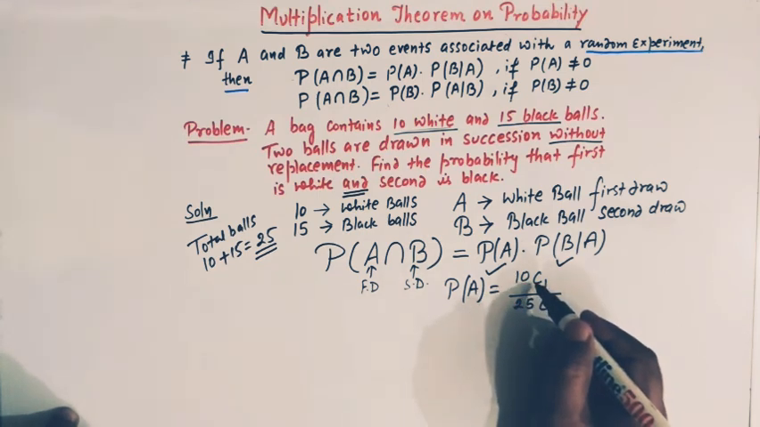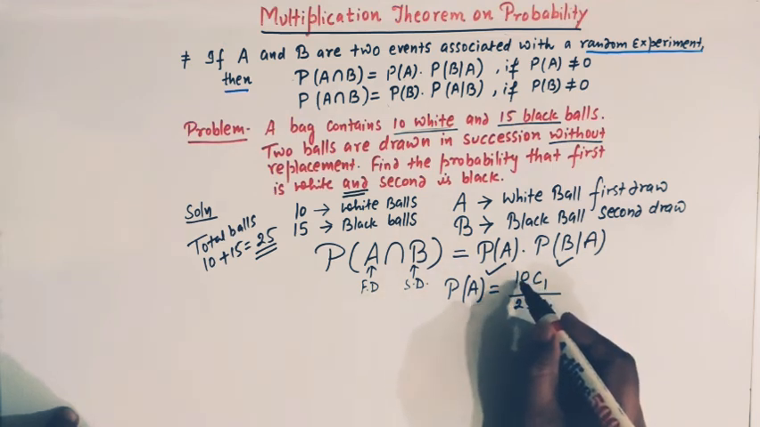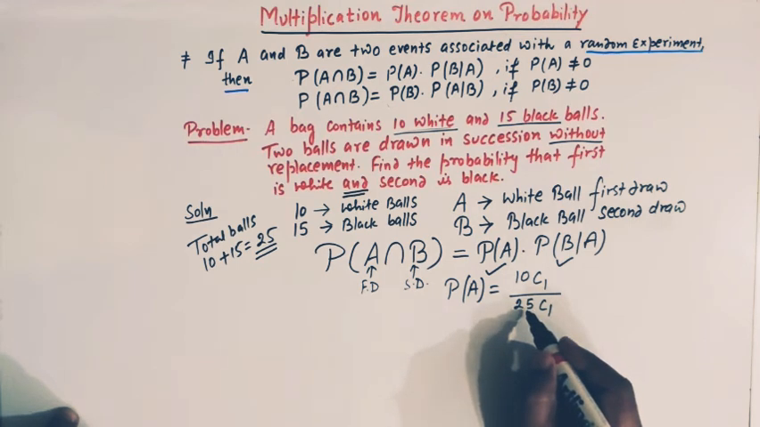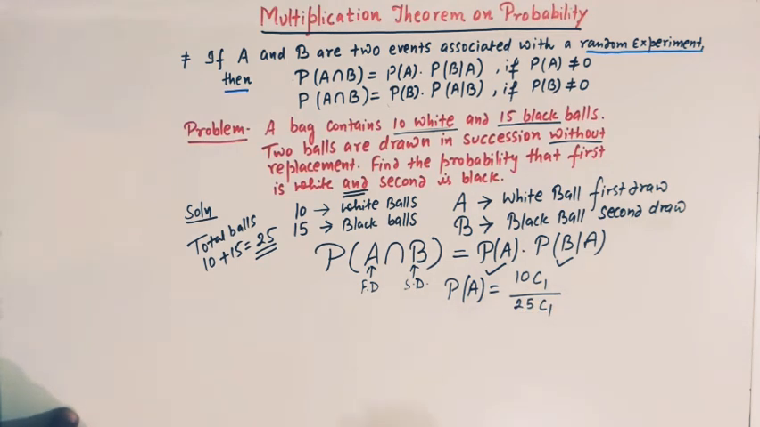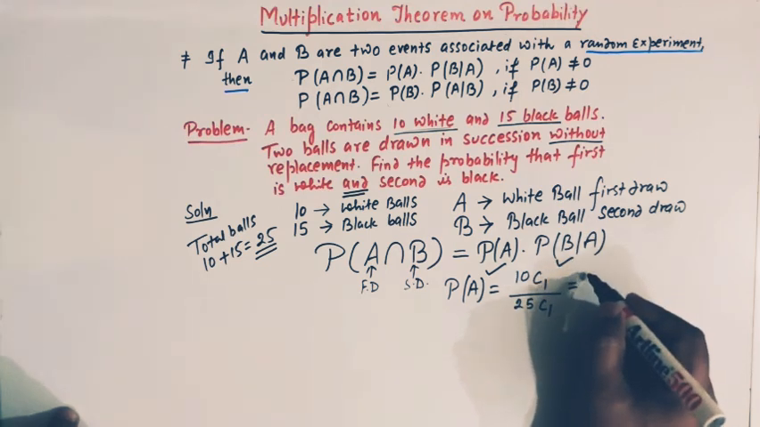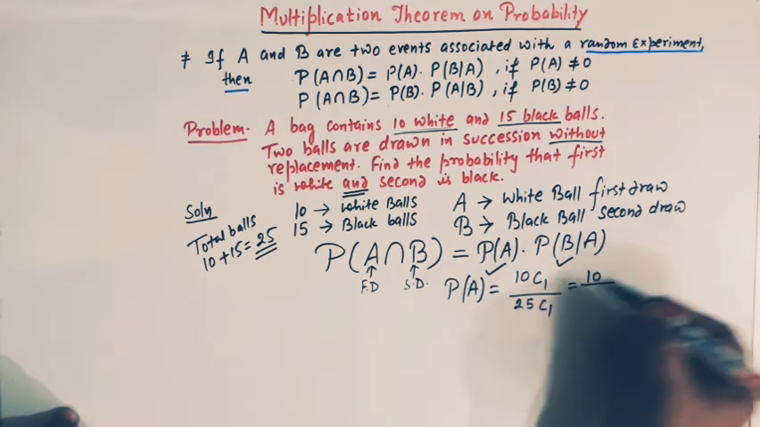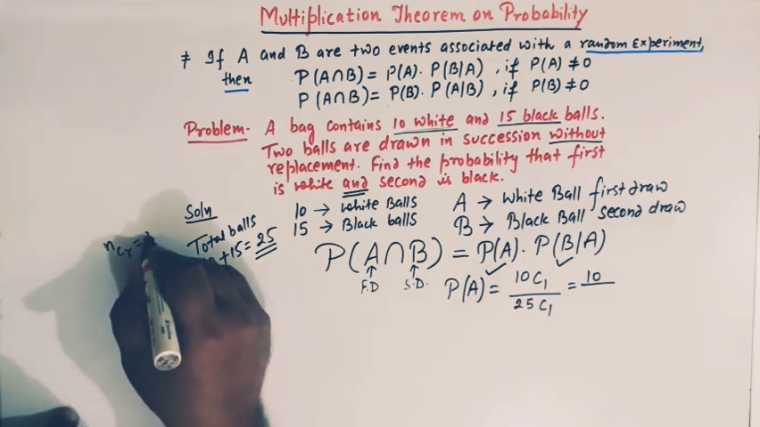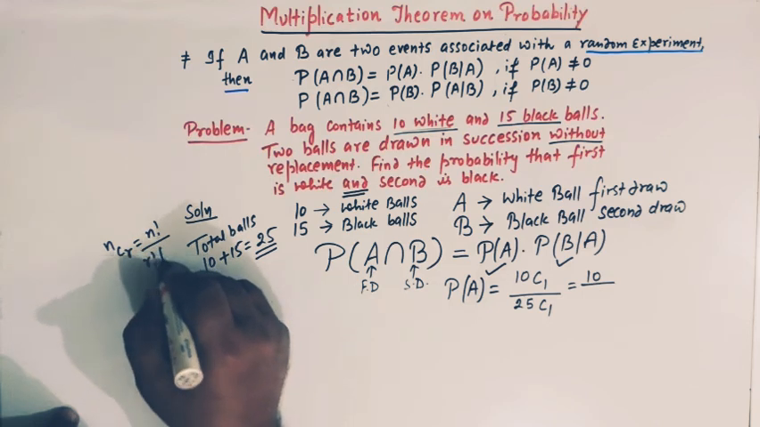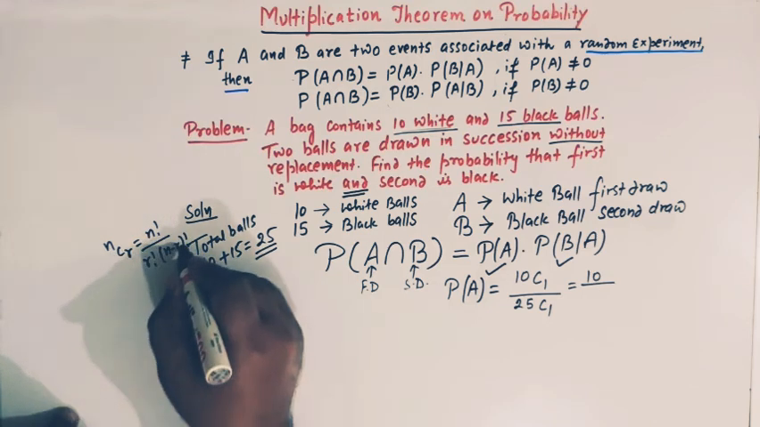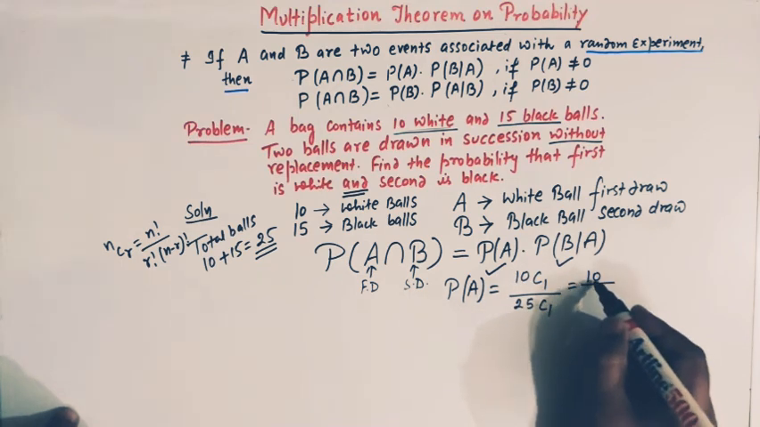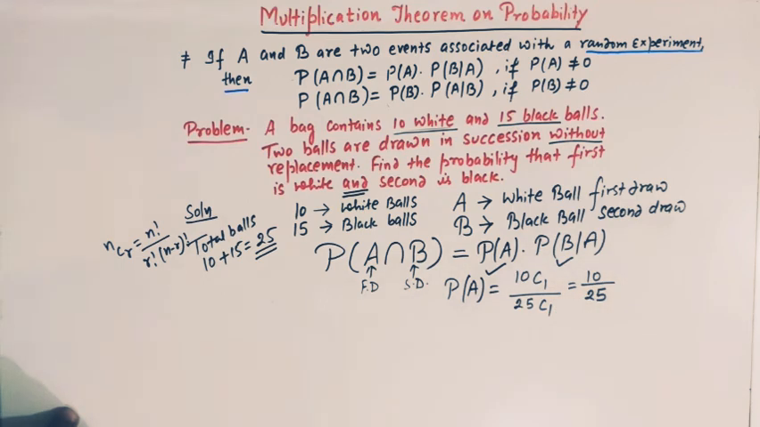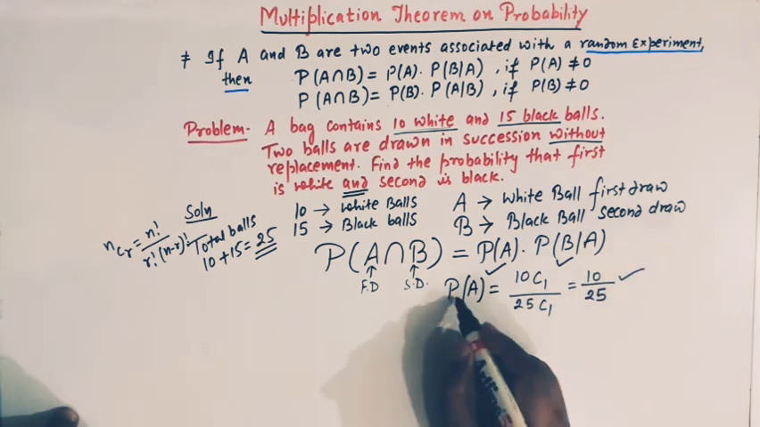Because we have to draw one white ball out of 10, which is 10C1, and the total number of cases will be 25C1. Now 10C1 is simply equal to 10, and we can calculate it by the formula nCr, n factorial over r factorial times (n minus r) factorial, right? So 10C1 is 10 and 25C1 is 25, right? So this is the value of P(A).